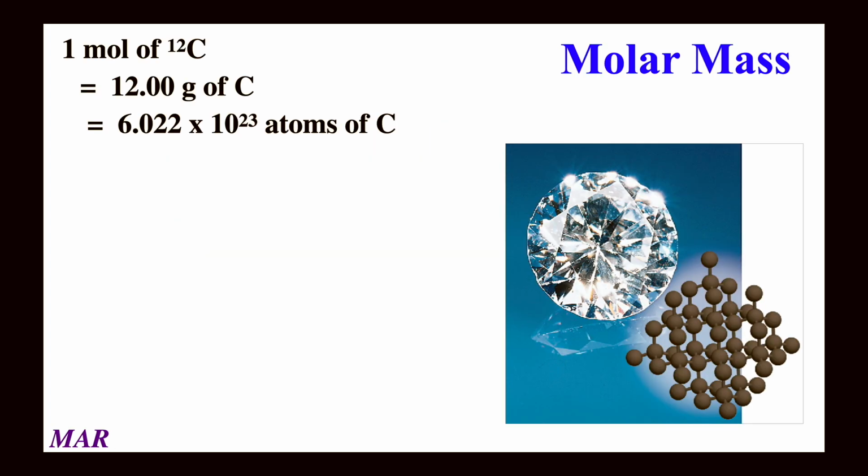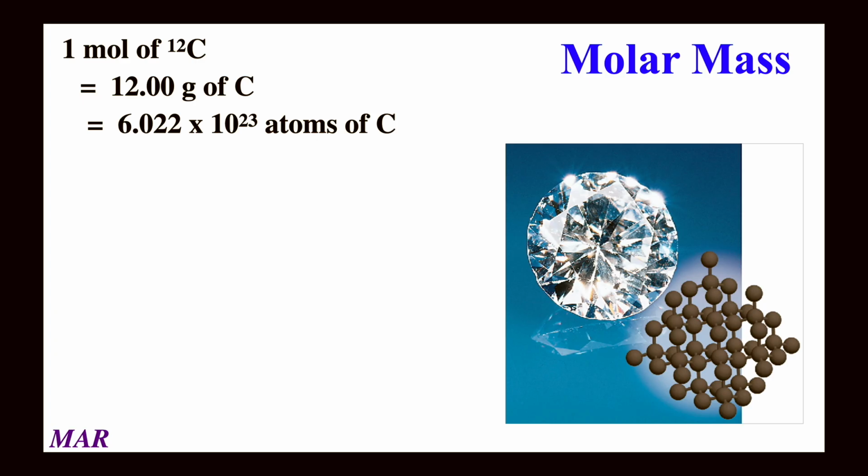A mole of carbon-12, pure carbon-12. Remember that little superscript is the mass number. So this is the pure isotope of carbon-12. It's been defined then as if you have exactly 12.00 grams, that's what a mole is equal to. And they've done some measurements on it to figure that out. Well, if we have a mole of something, that means we also have 6.022 times 10 to the 23rd atoms of carbon. So notice here the connection.